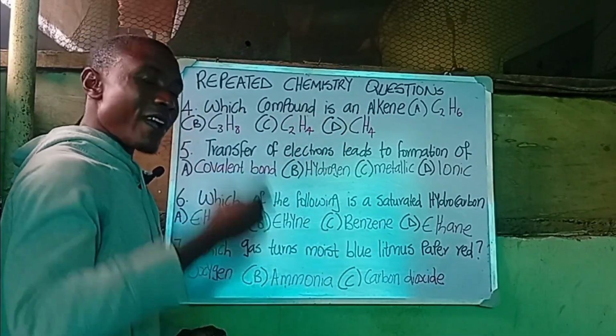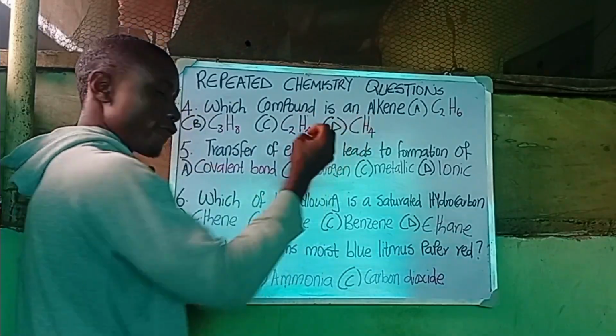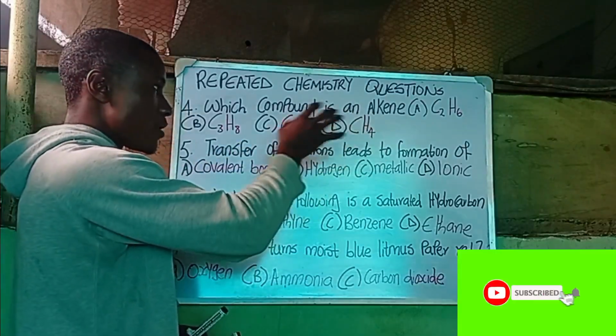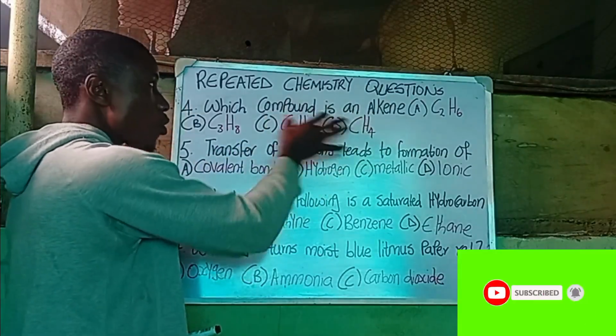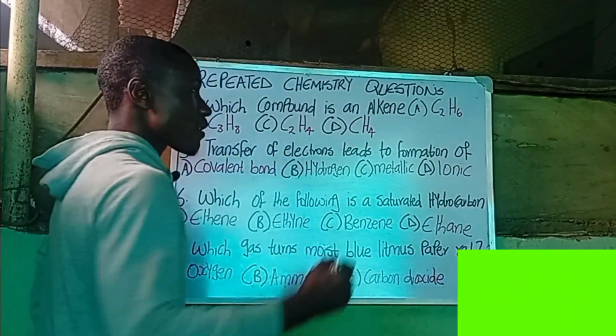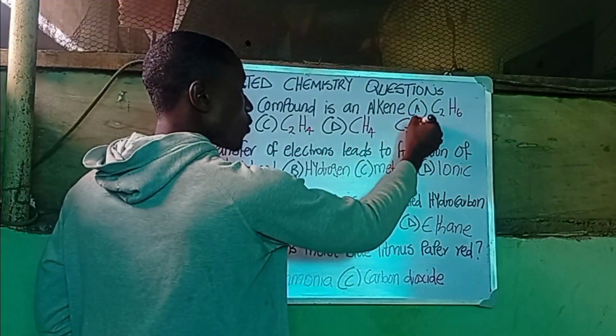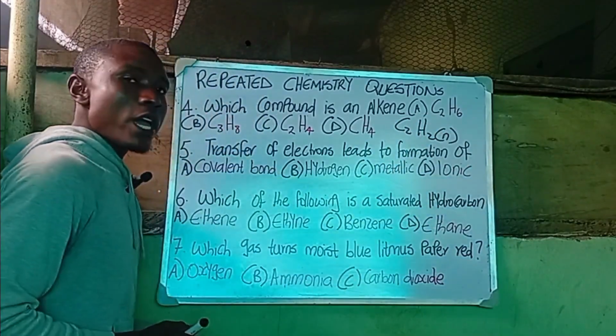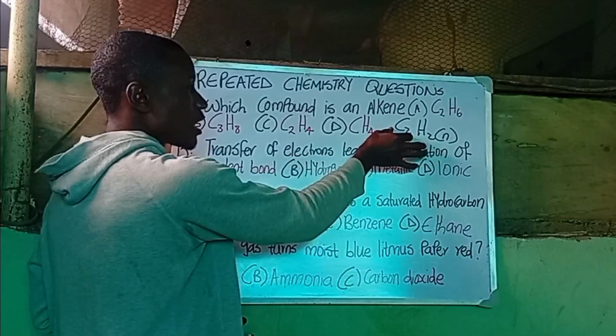Now, before we continue, we have to first of all know the general formula of an alkene. It's when you know the formula that you'll be able to solve or know which of these compounds is an alkene. So an alkene generally follows this formula, which is CnH2n. So this is C2, and we have our H2.